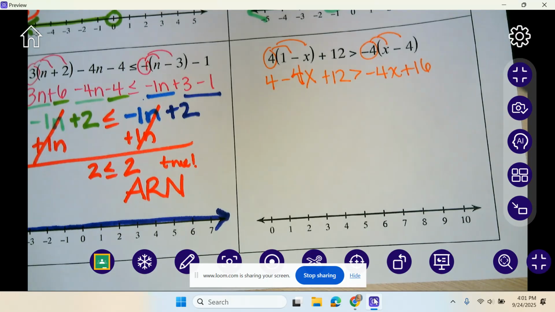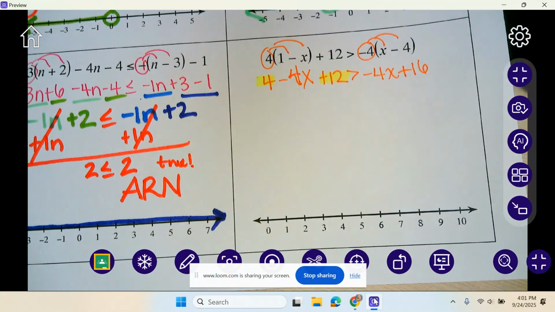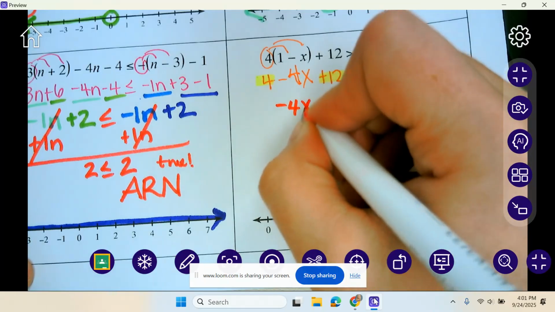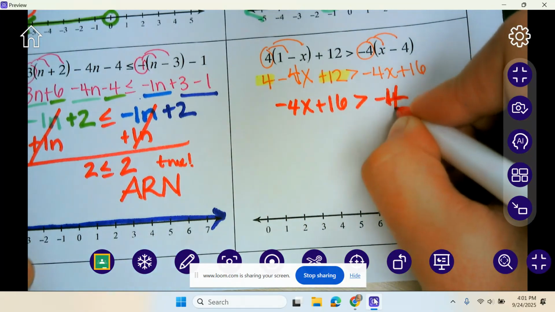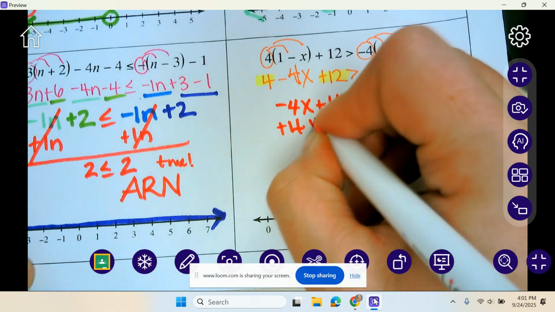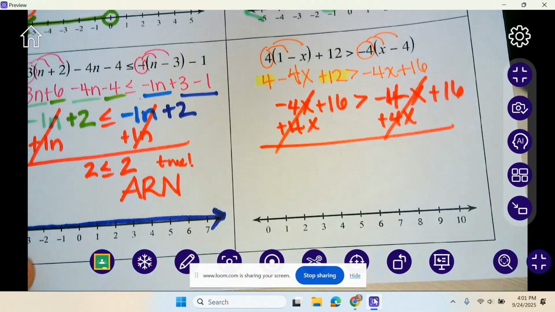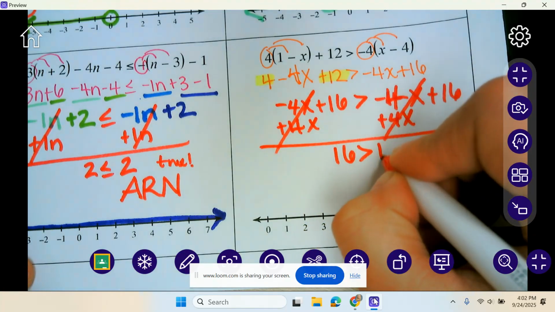All right, next is combine like terms. So I have 4 plus 12. That gives me negative 4x plus 16 is greater than negative 4x plus 16. Next up is to move the variable. They're the same, so they both cancel. So 16 greater than 16.